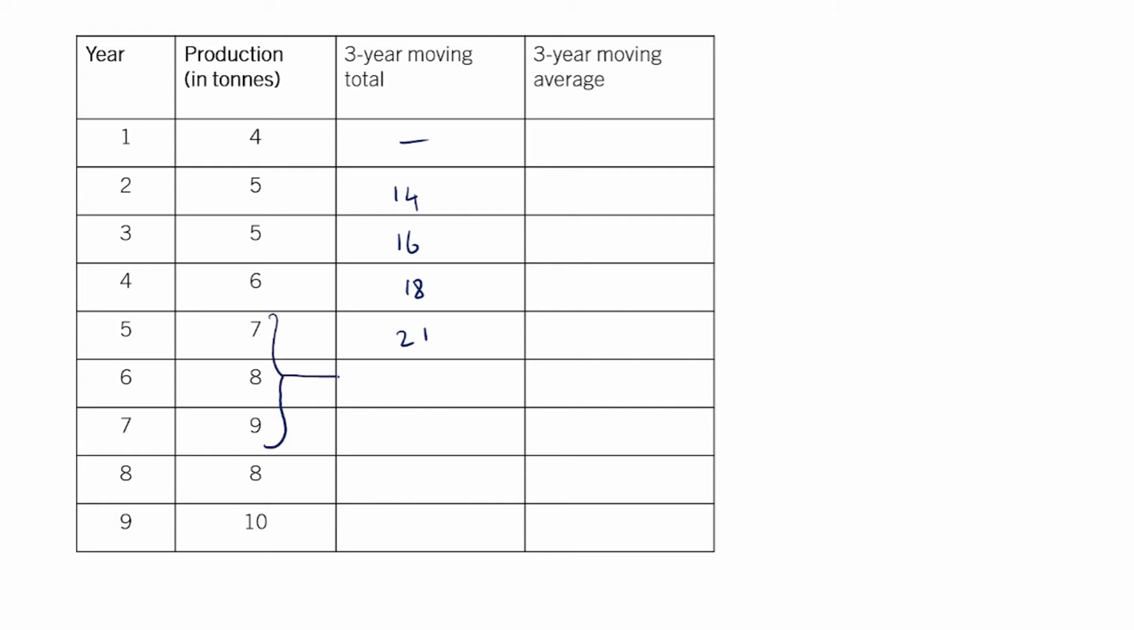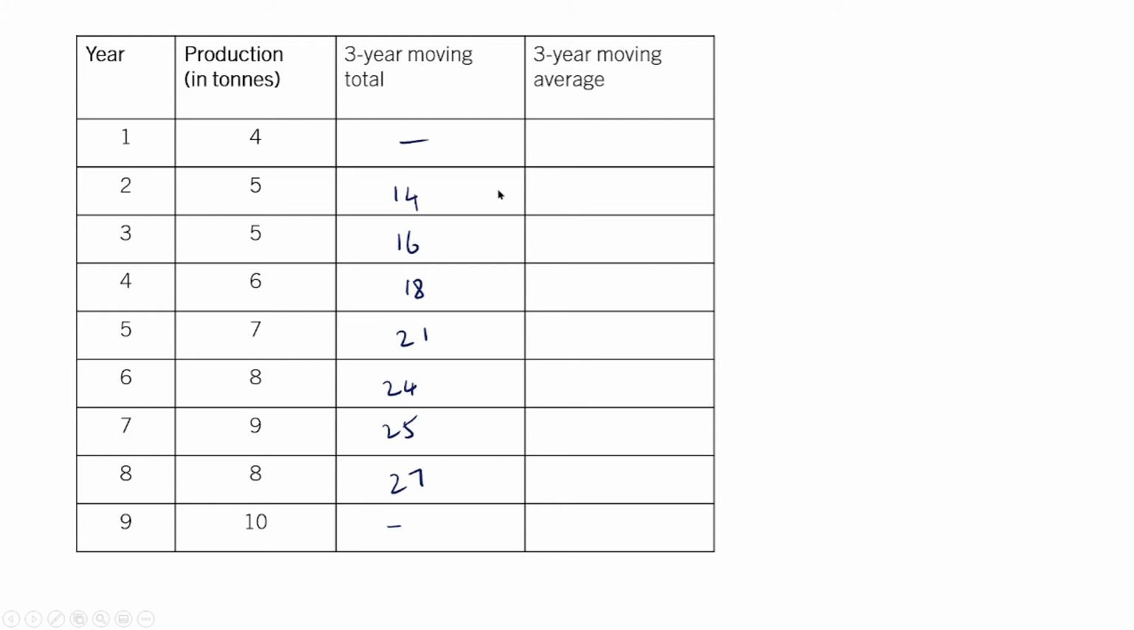Then 7 plus 8 plus 9, so it is 24. Then 8 plus 9 plus 8, 25. And then 9 plus 8 plus 10, 27. So we proceed until we reach the last year's data.